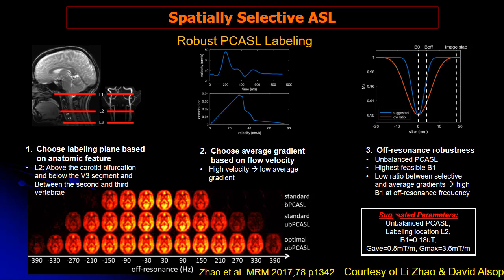And they also recommended specific B1 values and average maximum gradients, which are different than the ASL white paper, that accomplishes much better robustness for velocity and B0, B1 homogeneities. So here in this image, you can see the much better tolerance for the off resonance.